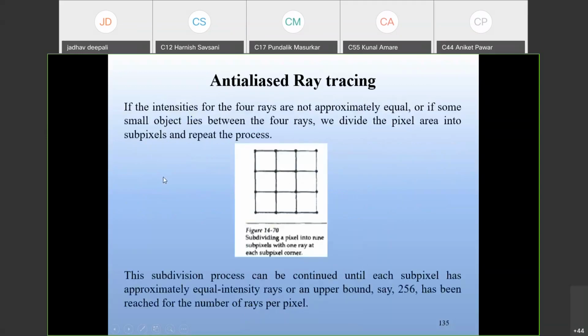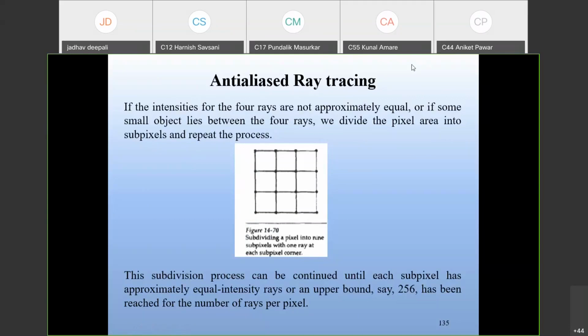The super sampling part, we have seen how it works. Multiple rays per pixel means the pixel is divided into multiple parts. If the intensities of the four rays are not approximately equal, or if some small object lies between the four rays, then we need to subdivide. So we divide the pixel area into subpixels.